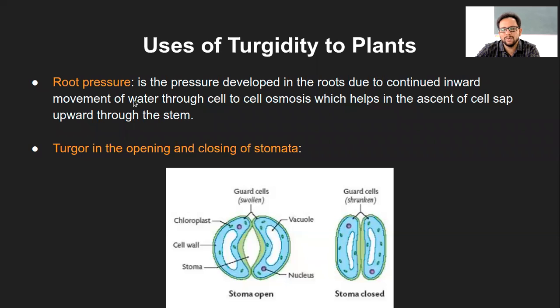Cell sap, you already know the movement, you can totally understand. So it is just the simple pressure which is built up due to the continuous upward movement of water. And why that movement happens is because of cell to cell osmosis. Why that osmosis happens is because the cell sap is more concentrated. In the soil there is less concentration of the solute, so water will move inside the cells of the root, and then from cell to cell osmosis water will keep moving upward, and whatever pressure is built up is called root pressure.